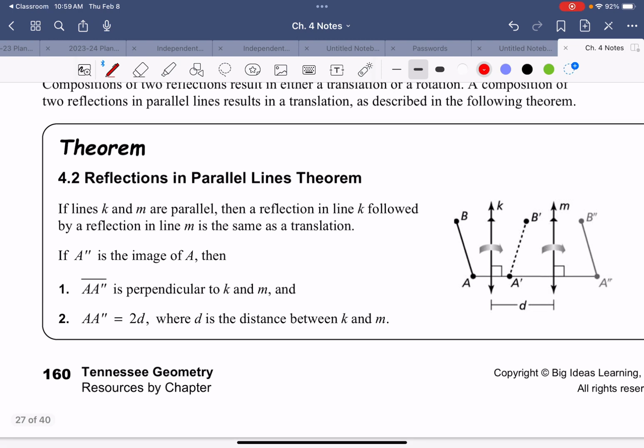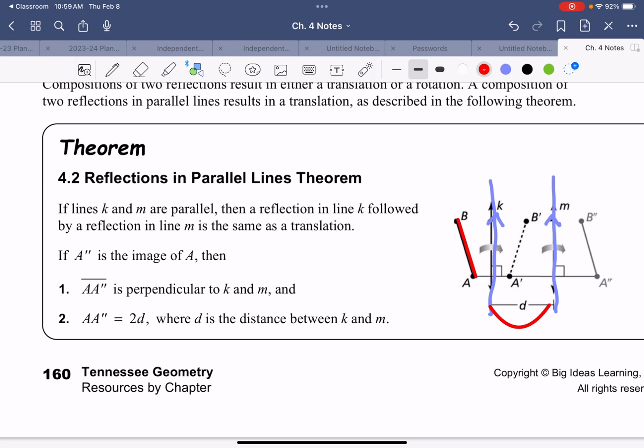Now, here's the theorem I'm getting ready to introduce to you, and it's a lot. I'm just going to tell you. I'm not going to read the way that they've said it. I'm going to try to tell it to you in everyday language. Okay? So basically what you have here is you have line K and you have line M. And they are parallel. I know that because they have the arrows. Okay? And you can see I just drew them. So if we are starting here with line BA, I know that K and M are parallel. And you can see there's a distance here in between them.